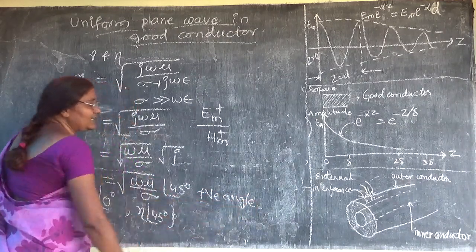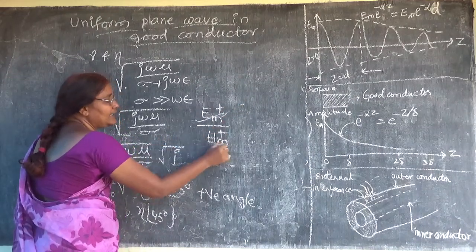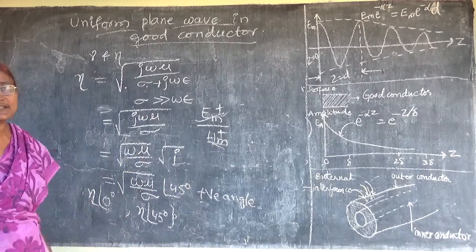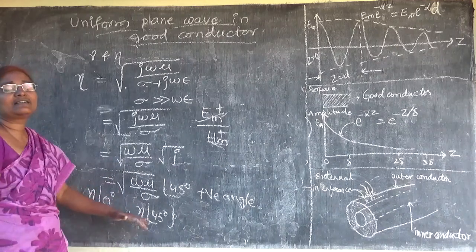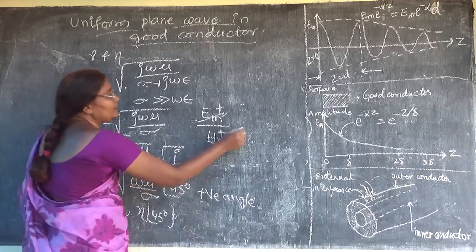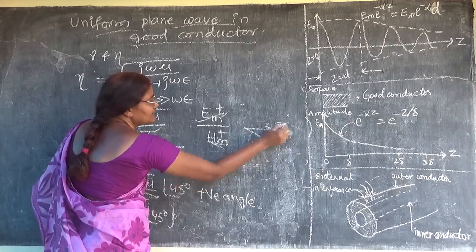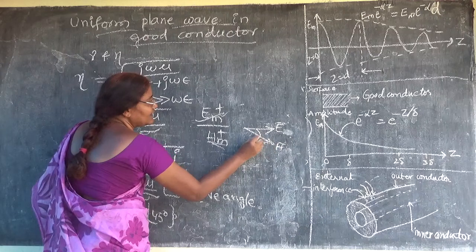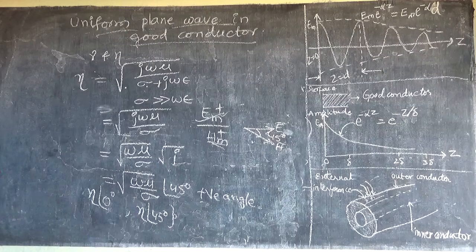So what does it mean when it shows a positive angle? Always the electric field will lead and the magnetic field will lag. Electric field will lead and magnetic field will lag. And with how much angle can it lag? It can lag with a maximum angle of 45 degrees. That means this is E and this is H, and they can be separated by a maximum angle of 45 degrees. So this shows that the H bar will lag behind the E bar.